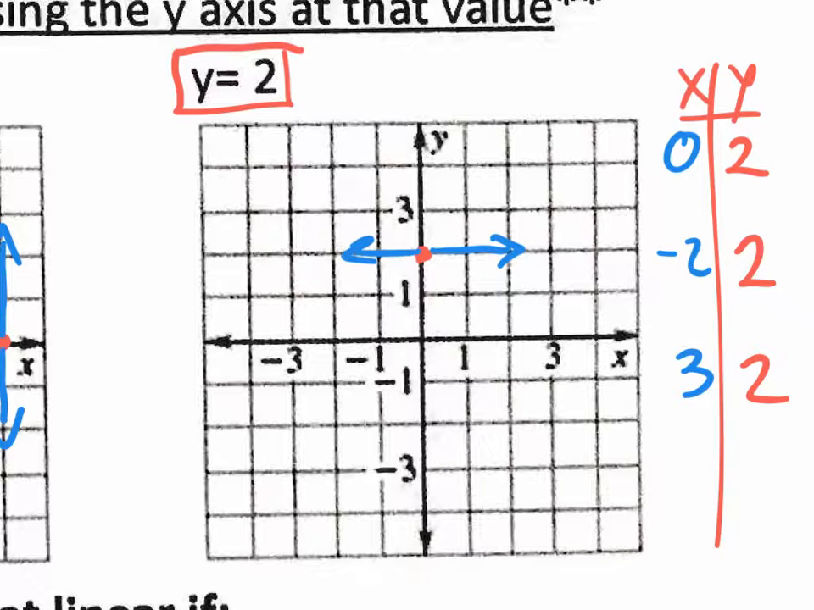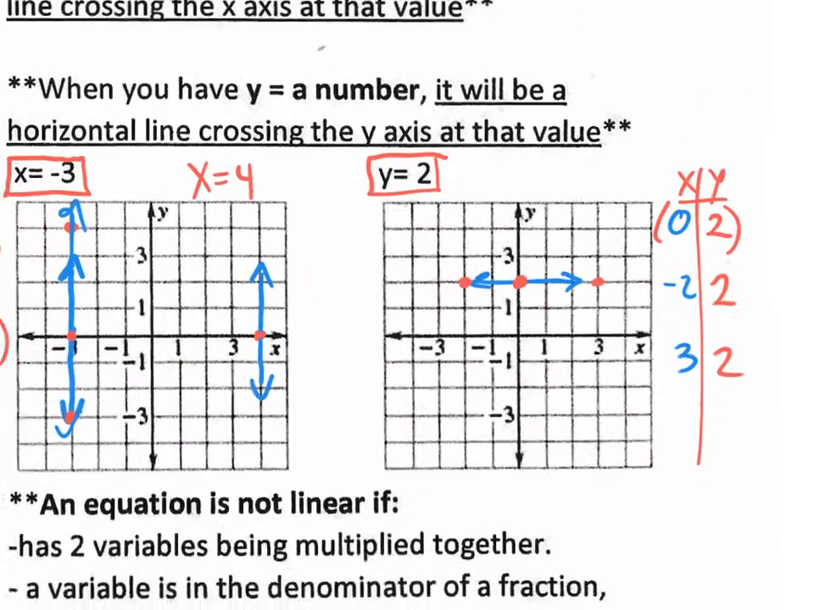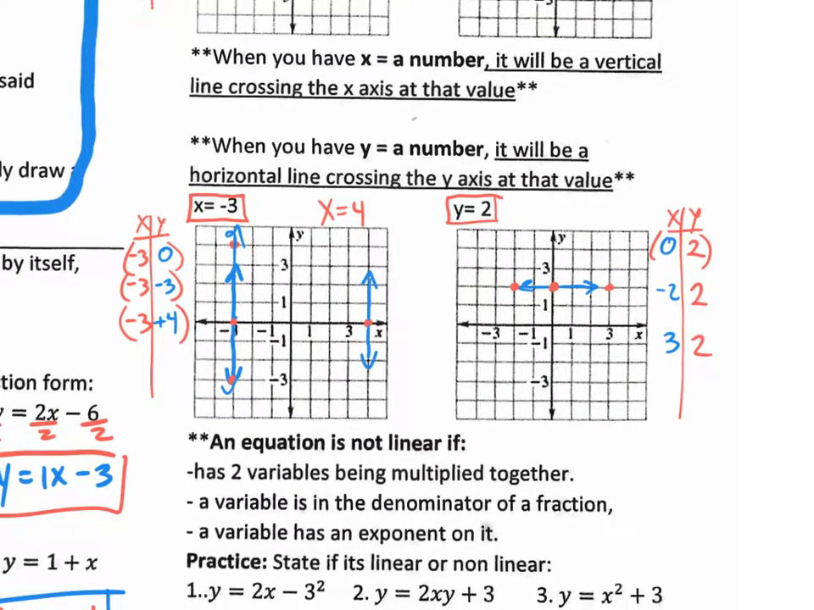And if you did graph the coordinate (0, 2), that would be that dot. If you graphed (-2, 2), it would be right there. (3, 2), it would be right there. You'd still get that horizontal line crossing the y-axis at that value 2. So I hope we remember that. It's an easy way to graph without having to do any work. If it's x equals a number, it's vertical at that number. If it's y equals a number, it's horizontal at that value on y.